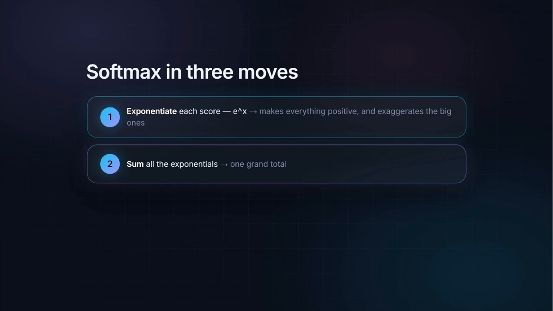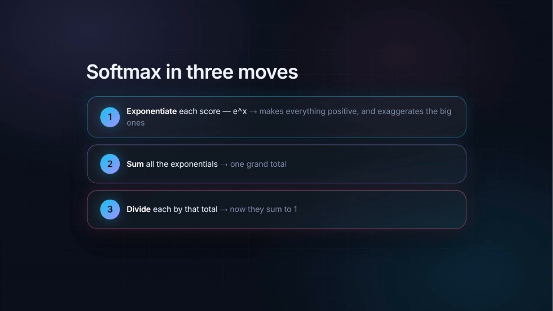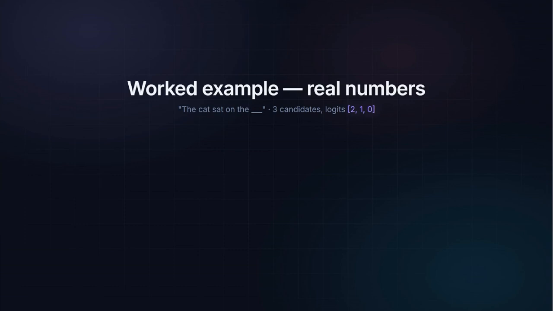Let's do it with real numbers. The cat sat on the, with 3 candidates with logits 2, 1, and 0. Watch every step. Step 1, exponentiate. E to the 2 is about 7.39. That's mat. E to the 1 is about 2.72. Rug. E to the 0 is exactly 1. Roof.